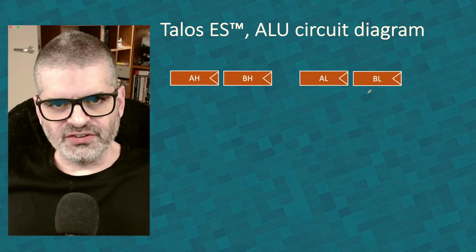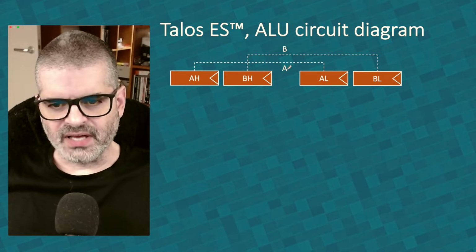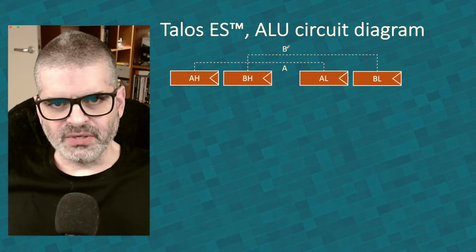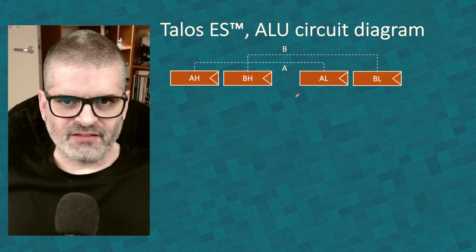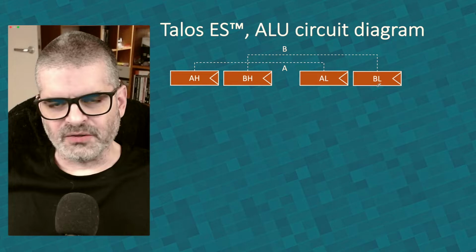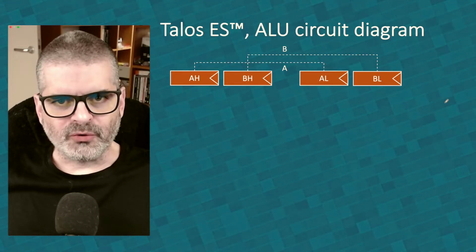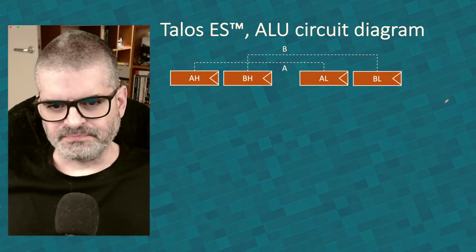And if you consider them to be two halves of a single 16-bit register, then you would have register A and register B. Or you would have four 8-bit registers, A high, B high, A low, and B low. So that's the input operand structure of the ALU.